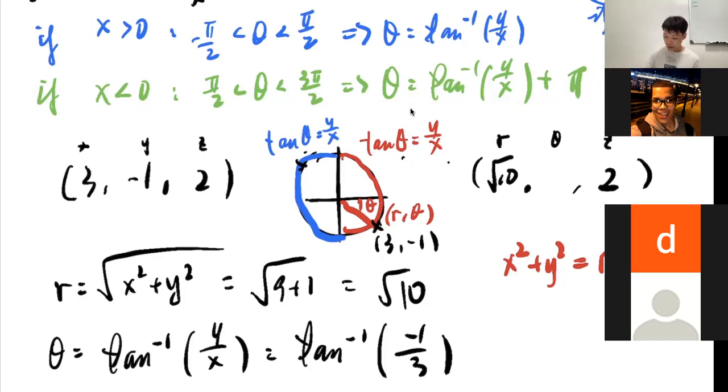So in this case, you don't have to add the pi, so you just take the inverse tangent of 1 minus 1 over 3, and then it is some angle, I don't know. Can someone do the calculation for me?